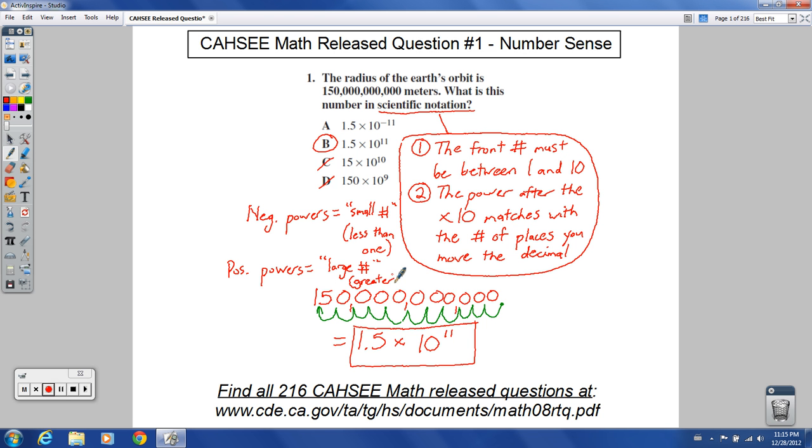So that number here had to be between 1 and 10. And if you start out with a large number, a number that's greater than 10, like this number is, and then you move the decimal a certain number of spots, it's going to get bigger. If you typed in 10 to the 11th power into a calculator, or just think it through, that's going to be a 1 with 11 zeros after it. That's going to make the number much, much bigger in the end as well. So hopefully that helped you. That's question number 1.